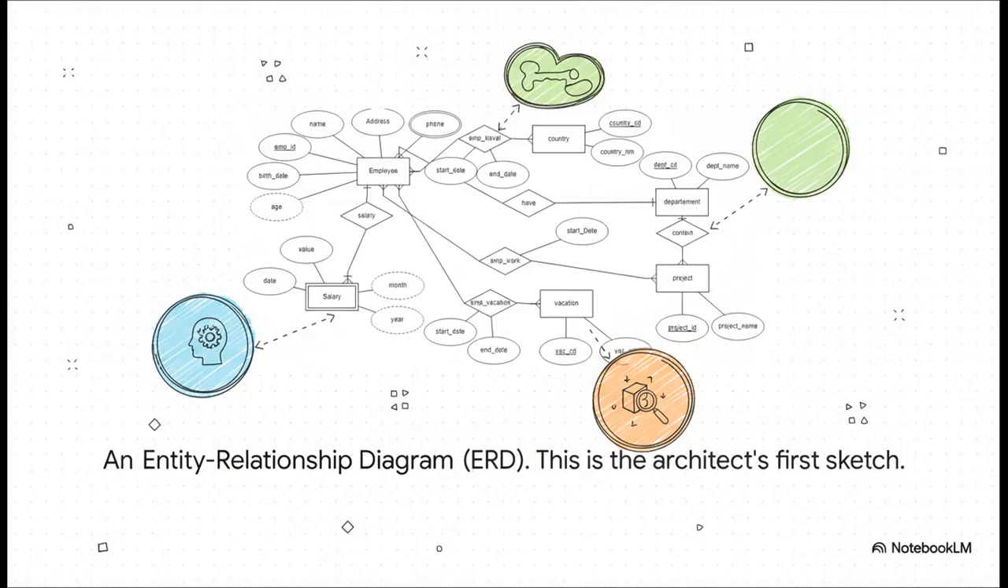And here it is, that first sketch. It's called an Entity Relationship Diagram, or ERD for short. Now I know, this looks a little intense, but don't worry. It's really just a visual map of the business. It shows us all the key things we need to keep track of and how they all talk to each other. Let's just break down its three main parts to make some sense of it all.